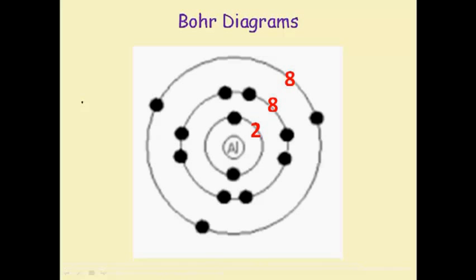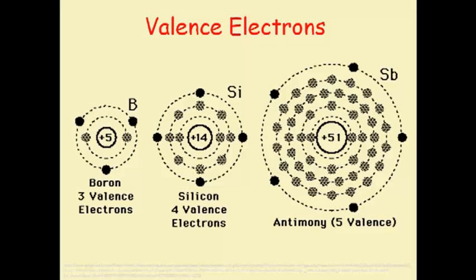This Bohr diagram of aluminum has 2 electrons in the first shell, 8 electrons in the second shell, but only 3 electrons in the third shell. The third outermost shell is not full. Electrons in the outermost shell are called valence electrons, and the outermost shell itself is called the valence shell.